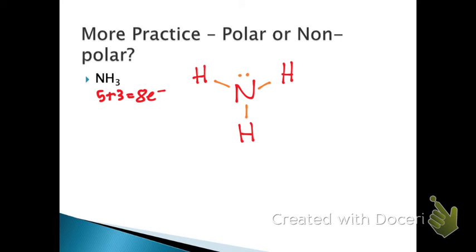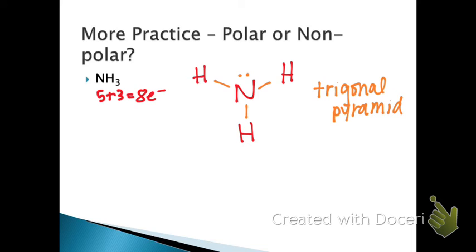What's the shape? Tell me what's the geometry. Trigonal pyramid. Now we've got to determine, is the molecule polar or nonpolar? Is there a region of the molecule that is more electronegative than another? Yes. I would agree. Do we need to break it down by the individual bonds? Do we need to identify if the bonds are polar themselves or not?